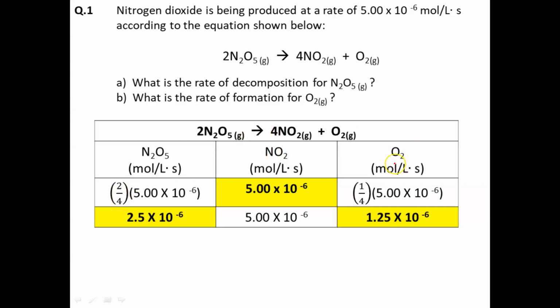Same thing with the oxygen. It is a 1 to 4 ratio. So for every 4 nitrogen dioxides, there's going to be 1 oxygen. So that's where I got the 1/4 from. So using these stoichiometric ratios, I can determine the rate of N2O5 consumption and the rate of oxygen production in this case. All right, so half as much over here and 1/4 as much over here.